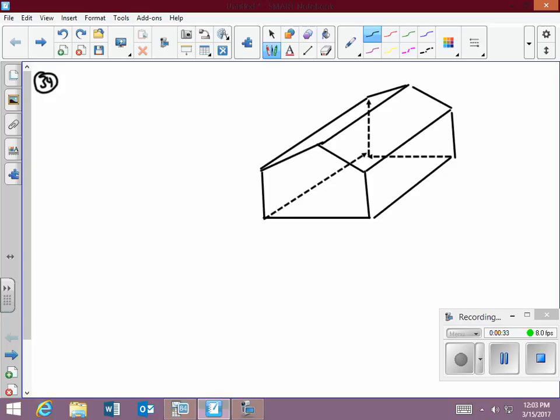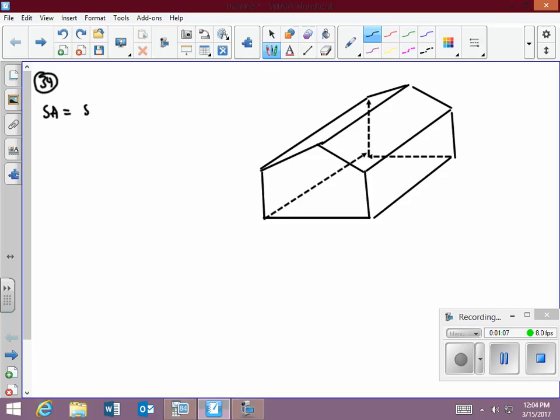I'm going to make the assumption that the floor of the greenhouse is not going to be part of the surface area, that the surface area is just the outside. So what we have is a prism, and the ends of the greenhouse are going to be the ends of the prism.